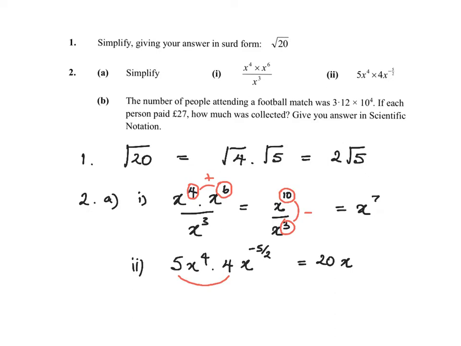And x, well, we're multiplying powers of x, so we have to add these two numbers, but that's a wee bit tricky. So 4 plus minus 5 over 2. Now what I'm going to do in fact is change the 4 to 8 over 2. You've seen me doing that before. 8 over 2 take away 5 over 2 gives us 3 over 2. So the final answer then is 20x to the power of 3 over 2.